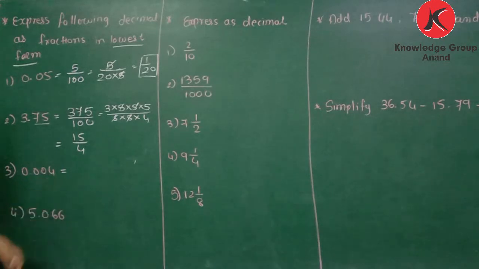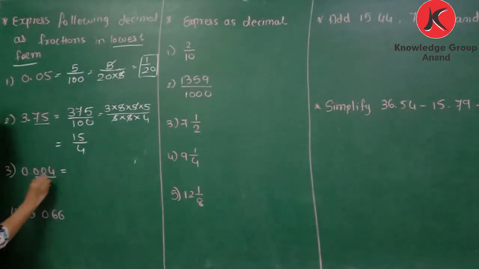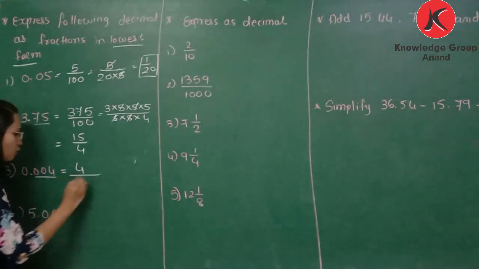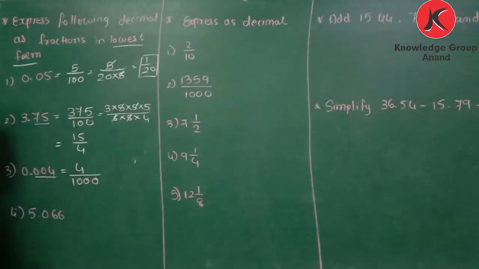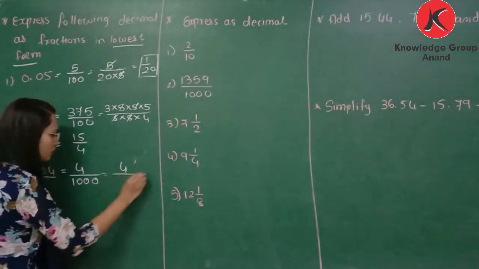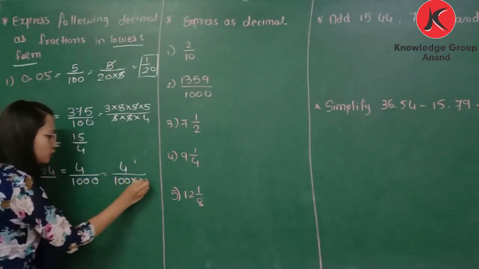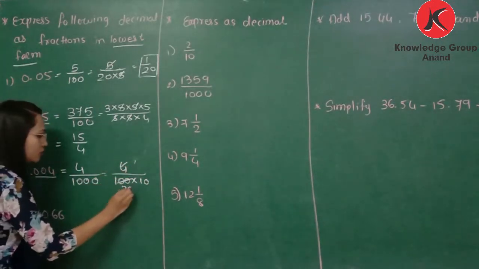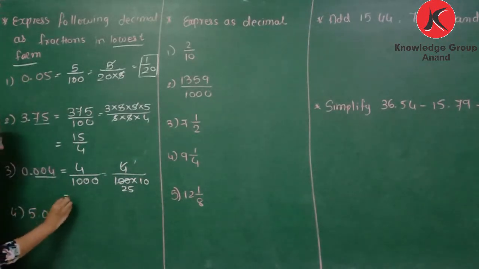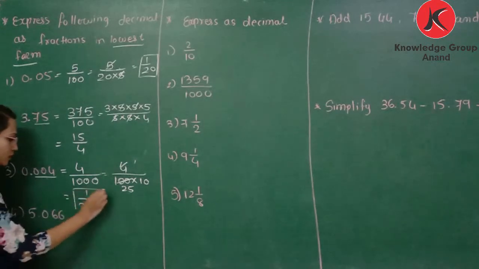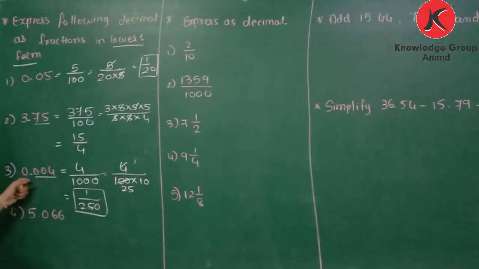Now 0.004. Here 0.004 means after the decimal point there are 3 digits. So it can be written as 4/1000. Now find out the factors for this. We can write 1000 as 4 times 250, and we know that 25 4s are 100. So we can cancel out here. What is remaining? 1/250. So this is the lowest form of 0.004 as a fraction.